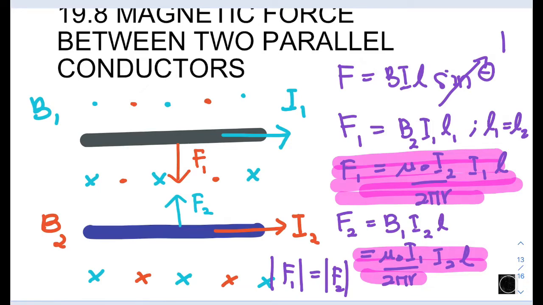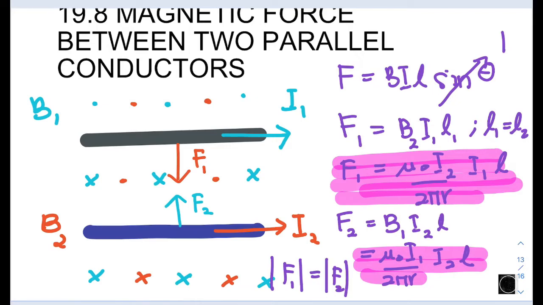So you cannot sum F1 and F2. It cannot be done because they are acting on different wires, like Newton's third law, action-reaction. So you cannot have F1 plus F2, because F1 is acting on wire 1 and F2 is acting on wire 2. They are acting on different objects. But in terms of net magnitude, they are the same, so you only calculate once.